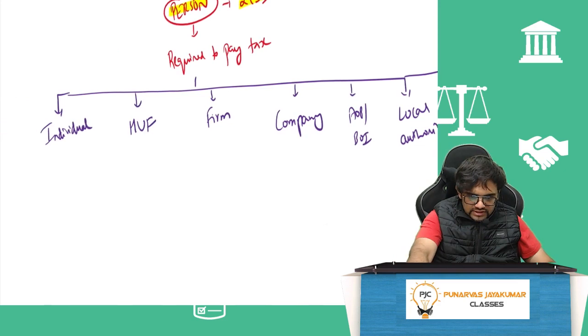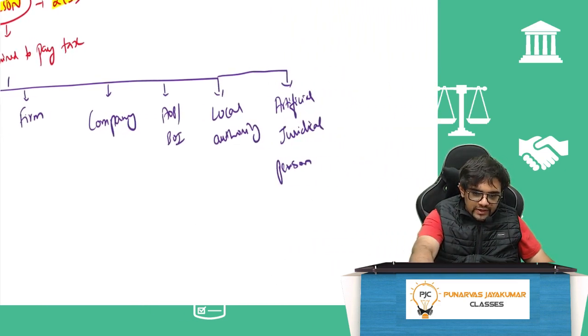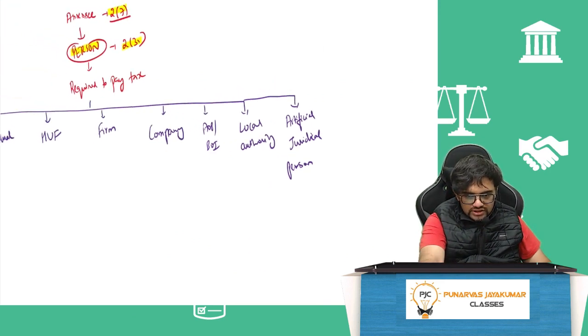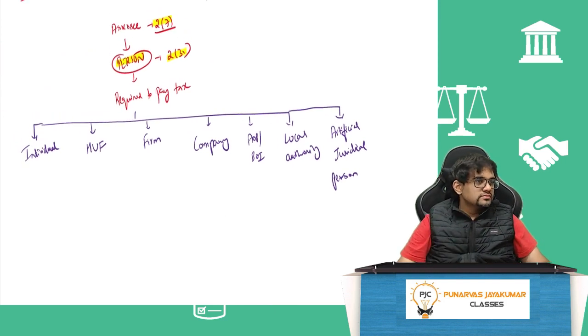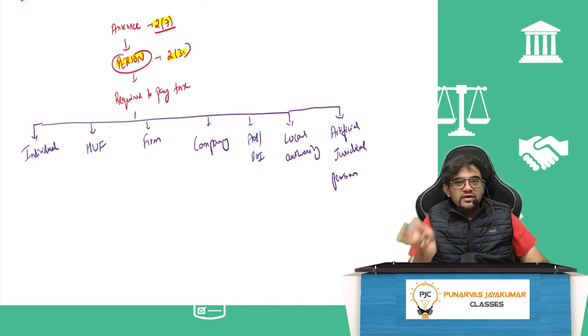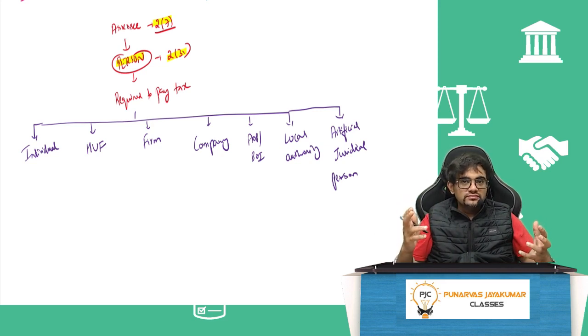So you see here, guys: individual, HUF, firm, company, AOP, BOI, local authority, artificial juridical person. One by one, quickly, we'll write down the basics. So the structure is like this, the entire structure. Please maintain a book. I again tell you, 200 pages. Ruled, unruled, don't ask. Whatever you want, you maintain. But whatever we are writing is like a gold mine. This gold mine will help us one day before the exam.